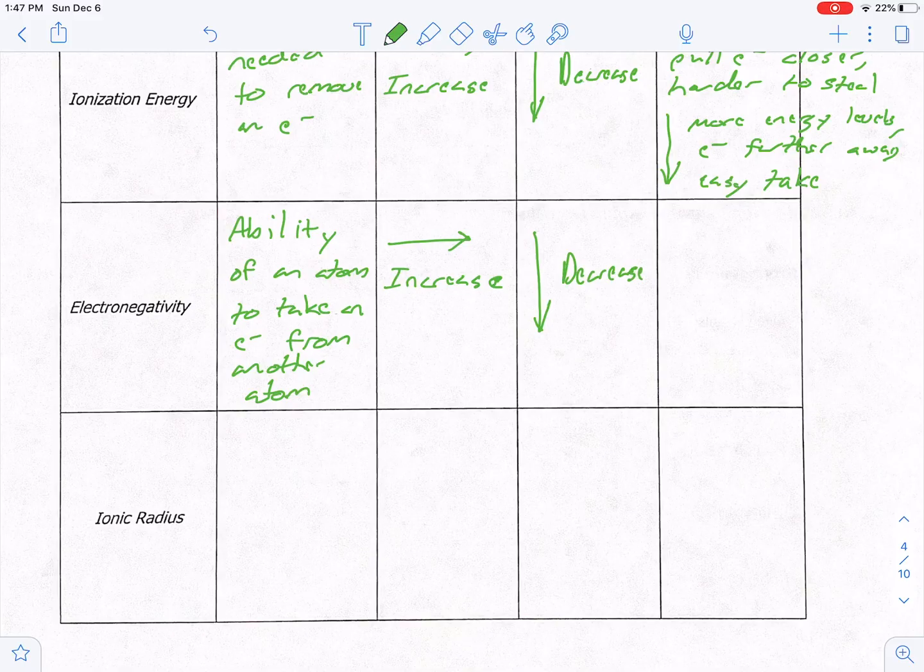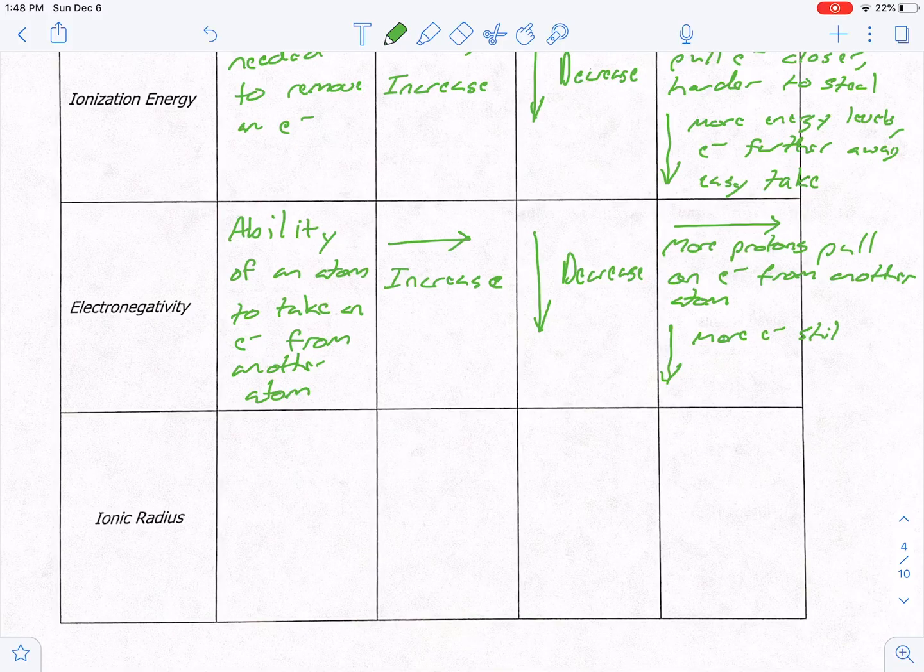Okay, so the reason why. Okay, so if we're adding more protons, so we're adding more protons, basically pull on electrons from another atom. Okay, so we have more protons that are pulling in its own electrons tighter, and it can even reach outside of itself and grab electrons from another atom. And then as we go down, it's going to decrease because more electrons, okay, are going to shield. More electrons are going to shield the pull of the protons.